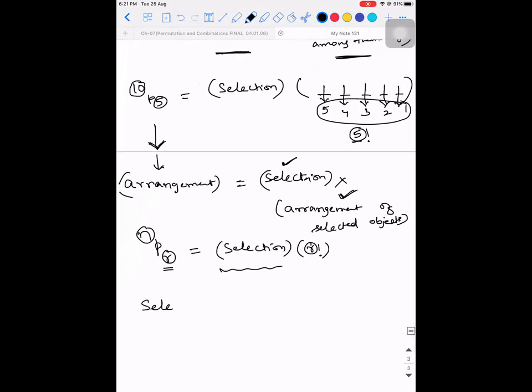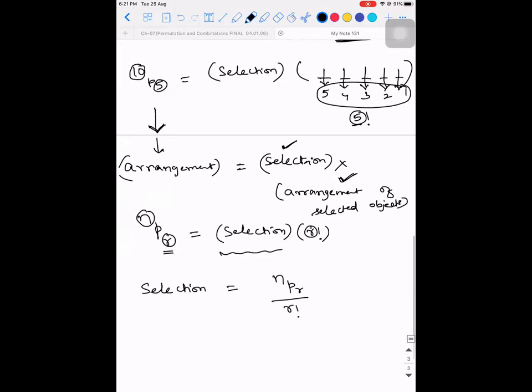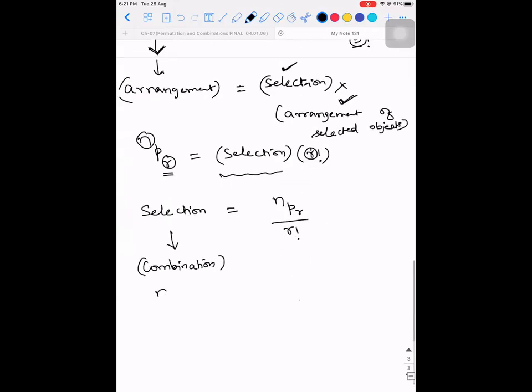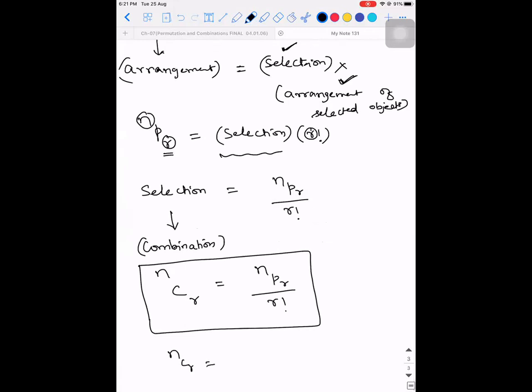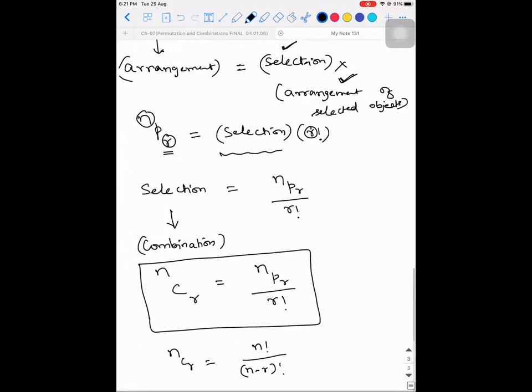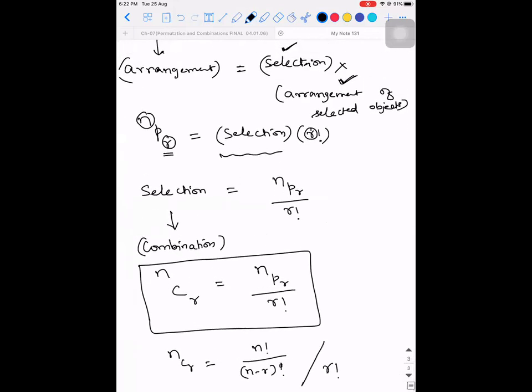Yes, sir. Can I write selection is equal to nPr divided by R factorial? And the selection is what is called a combination. This combination is given by the formula nCr is equal to nPr divided by R factorial. This is going to be the mathematical formula for nCr. So nCr will be equal to nPr. How will I write it? n factorial by (n minus r) factorial, the whole divided by r factorial.